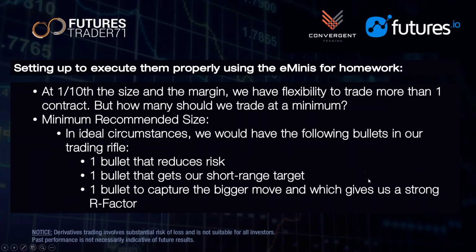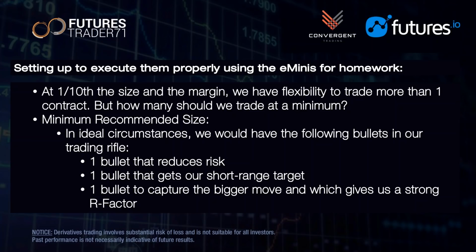So how do we set this up? At 1/10 the size and the margin, we have the flexibility to trade more than one contract, which I encourage you to do. Again, this is not suitable for everyone, but if you're going to do this, you need to prepare your plan so that you're trading more than one contract. The minimum recommended size is, in ideal circumstances, we would have the following bullets in our trading rifle. Bullet means contract. We have one bullet that reduces risk.